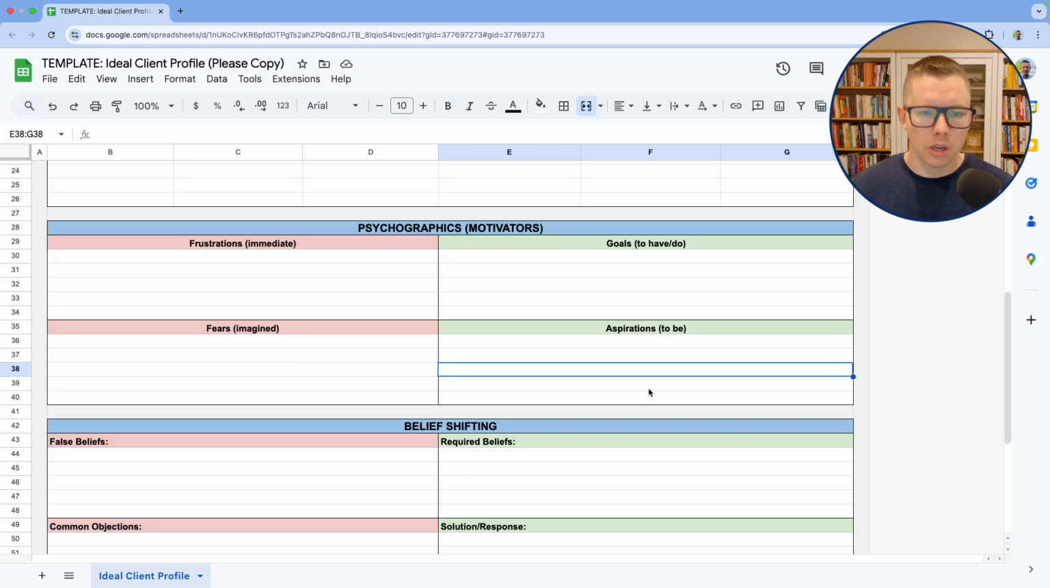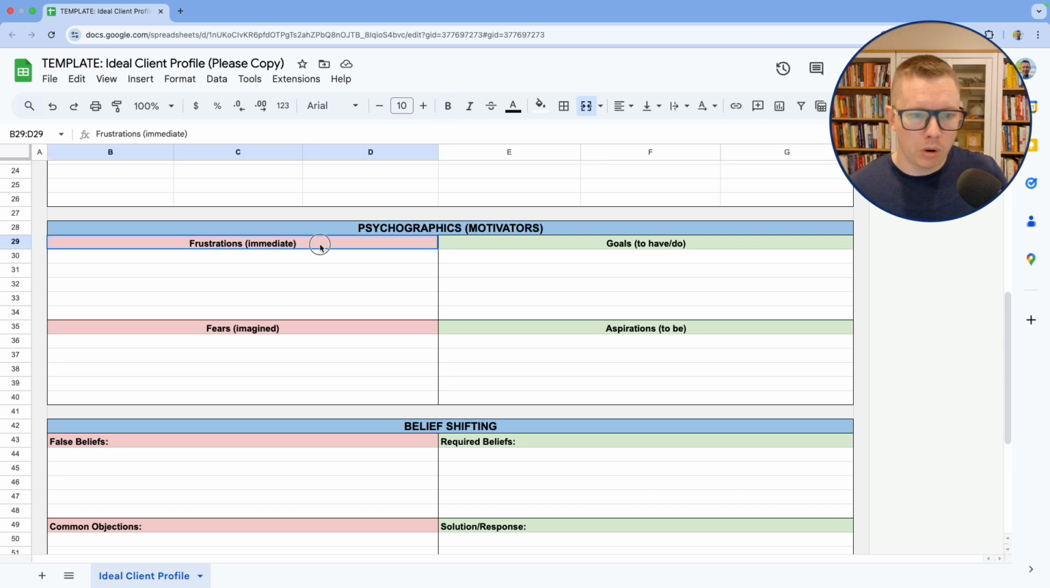The next section of the template are the psychographics. Psychographics are what motivate people to invest in solving their problem. And so people are typically motivated by getting away from things they don't like or moving towards things that they do like. And so the things that they don't like would be their frustrations and their fears. Okay, frustrations are tangible, things that they're dealing with in the present. Fears are imagined, things that could go wrong or that they worry about going wrong, usually in the future.